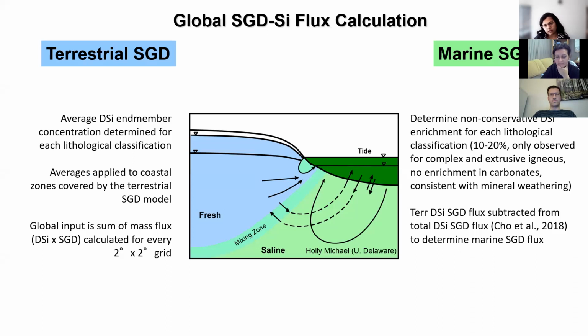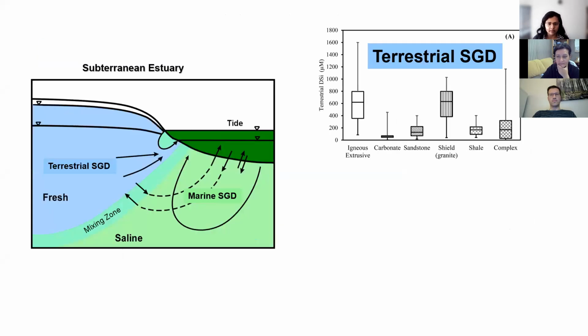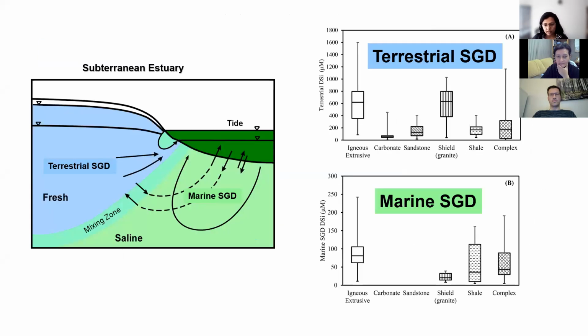So we calculated the marine SGD end member in a number of ways and ultimately decided that it would be most scientifically sound to subtract our terrestrial SGD from their total input to derive the marine SGD end member. However, I'm going to go through a couple of other calculations that show that it's sound. So here is the spread of the data in our marine SGD samples.